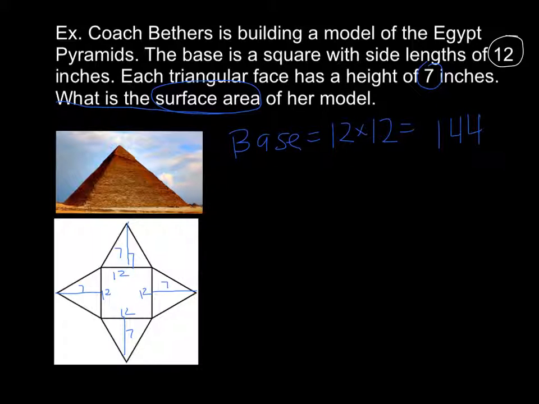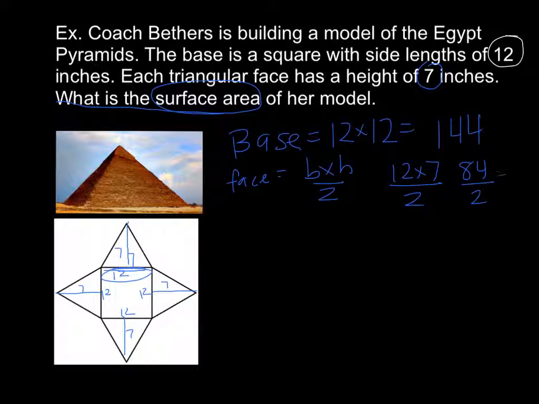Now, remember, to find the area of a triangle, one of my faces here, it'll be base times height divided by 2. So my triangle base is 12, right here. My height is 7. I'm going to divide that by 2. 12 times 7 is 84.